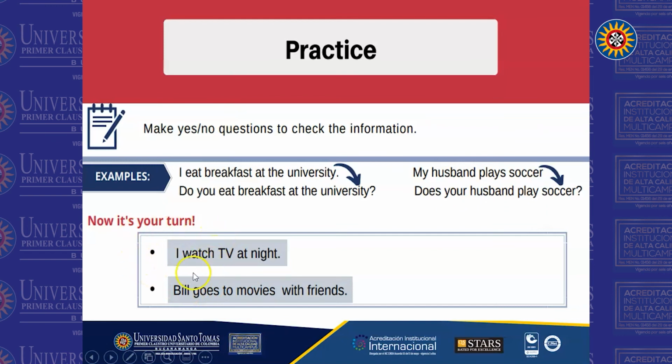Now it's your turn. I watch TV at night, right? So what will be the question? Do you watch TV at night? And then the second one, Bill goes to movies with friends. The auxiliary is does because we are talking about Bill. Bill is a man, he. Does Bill go, without s? Does Bill go to movies with friends? Okay.